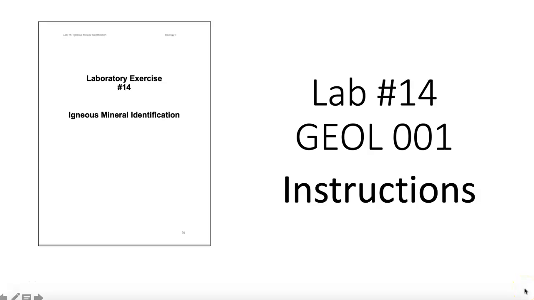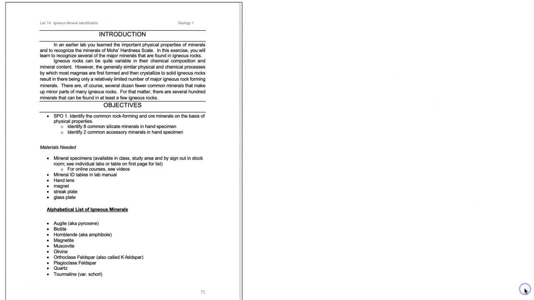Here are some helpful instructions for Lab 14, Igneous Mineral Identification. As stated in the introduction, we're going to be looking at physical properties of minerals that are common in igneous rocks. The objectives are to identify 8 common silicate minerals and 2 common accessory minerals in hand specimens.